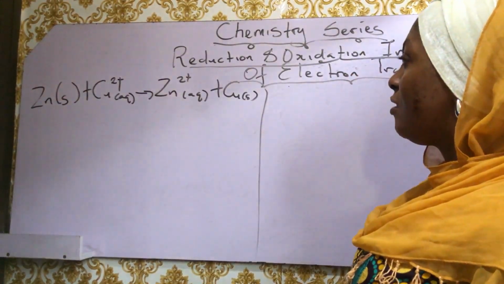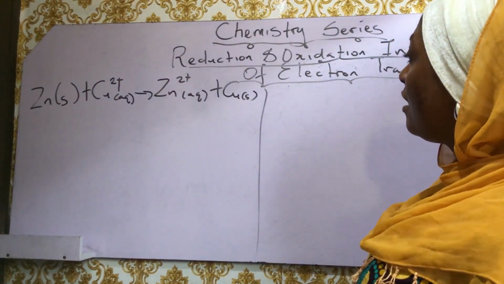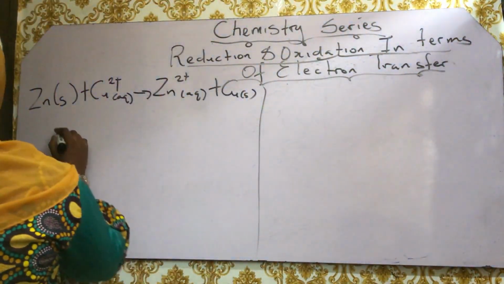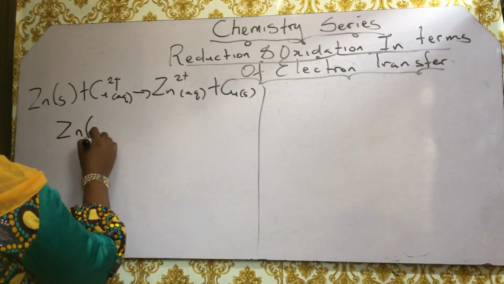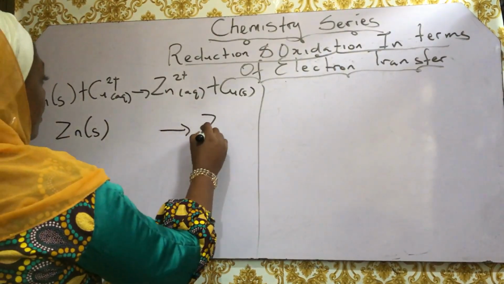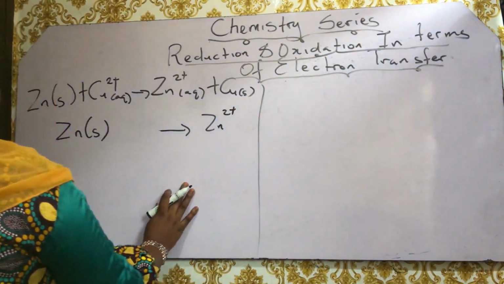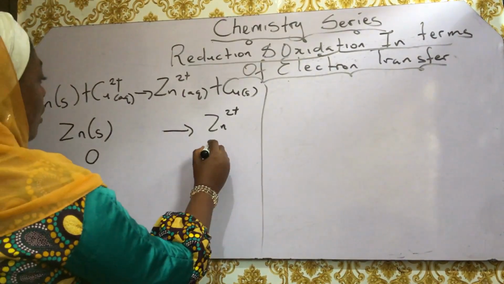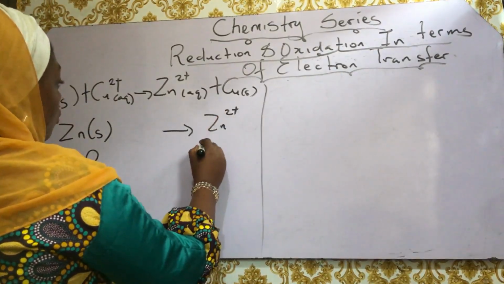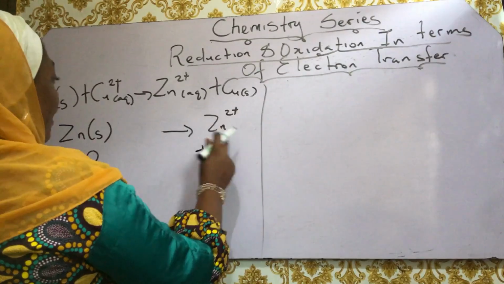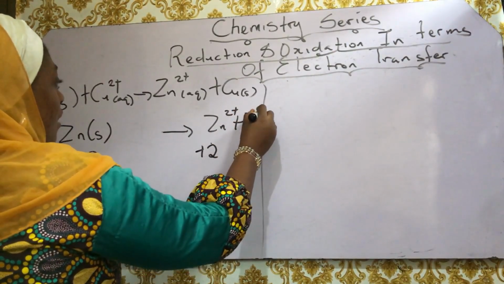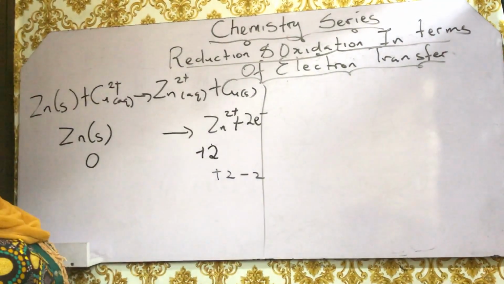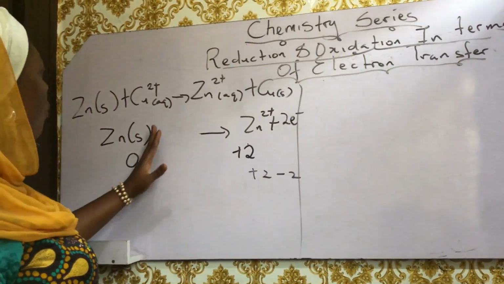We have zinc solid plus copper to give zinc ion and copper. So let's write the half reaction. In the first reaction, we have zinc solid changing to Zn2+. Now we can see that here we have 0, which changes to +2. To balance up the charges, just add 2 electrons here, because when you have 2 electrons, it's plus 2 minus 2. So you can see here what has happened.